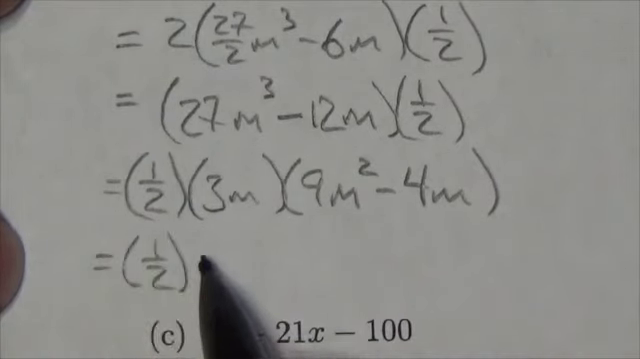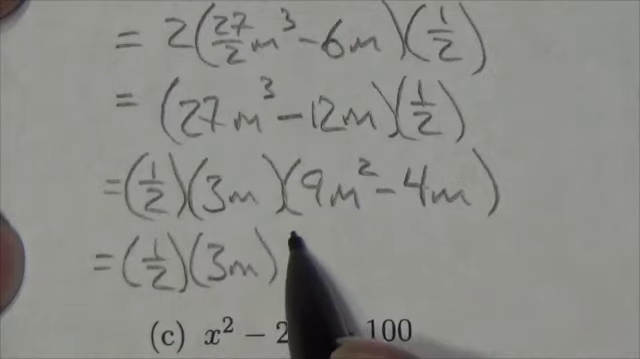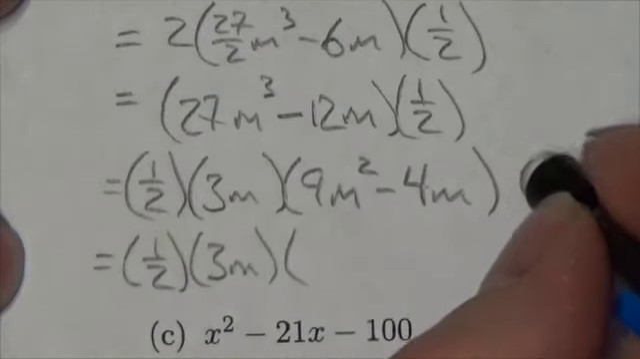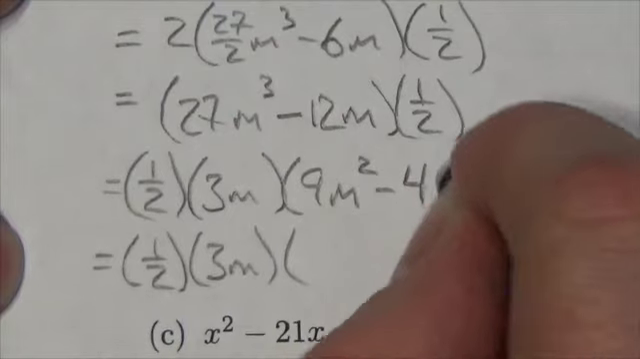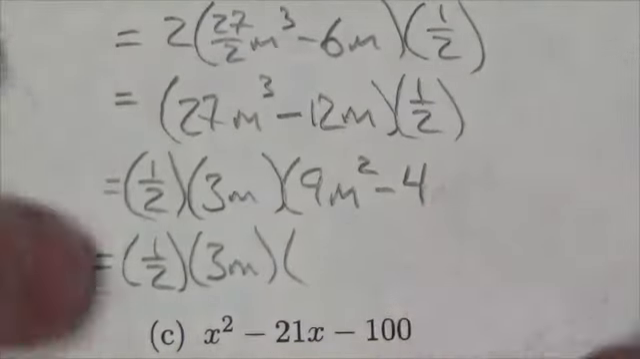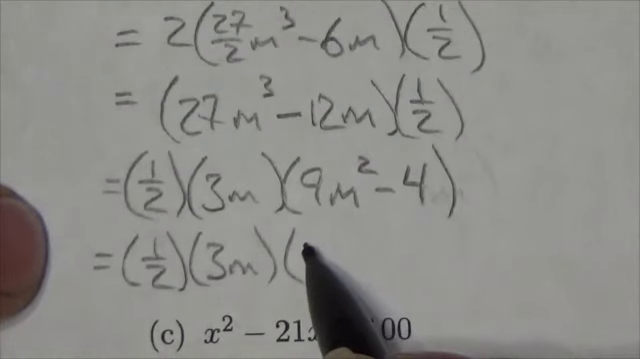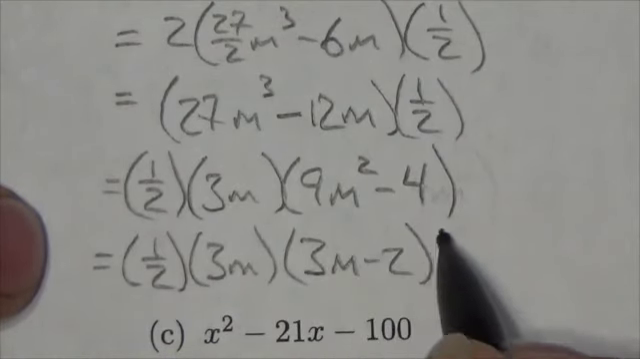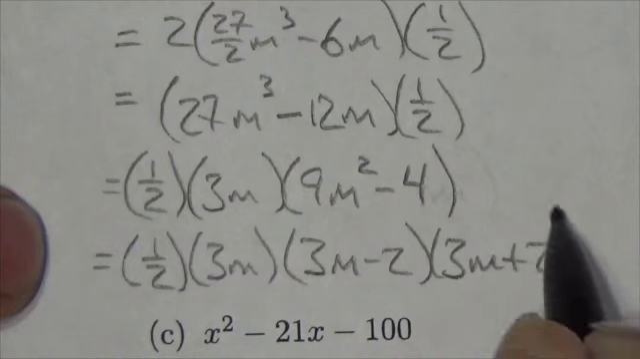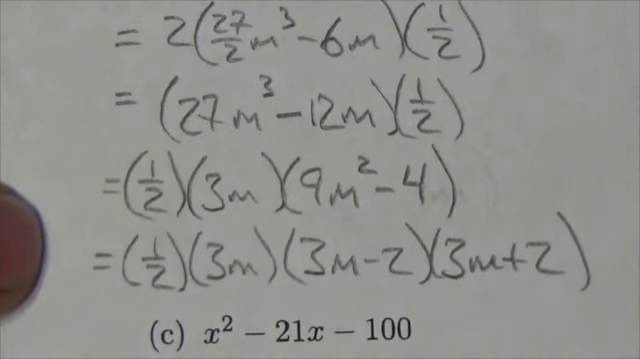I've got the 1/2, I've got the 3m, and now, oh sorry, I pulled out that m. With that m there, that wouldn't be a difference of squares, but this is in fact a difference of squares. And so this will be (3m minus 2)(3m plus 2). And so this is what this thing looks like when it's fully factored.